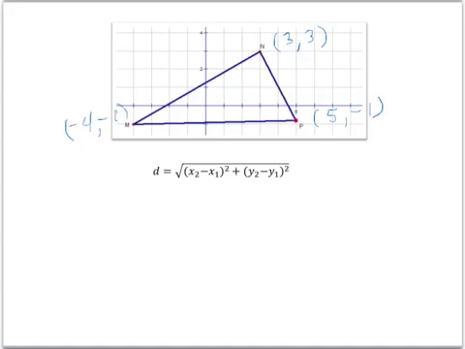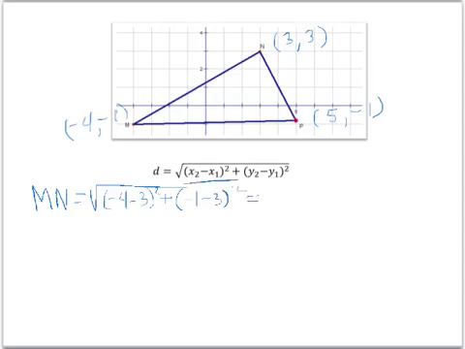Here's the distance formula. Let's find the distance from M to N. The difference between the x coordinates would be -4 minus 3, quantity squared, plus -1 minus 3, quantity squared. This gives us 49 plus 16 under the radical, which equals square root of 65.